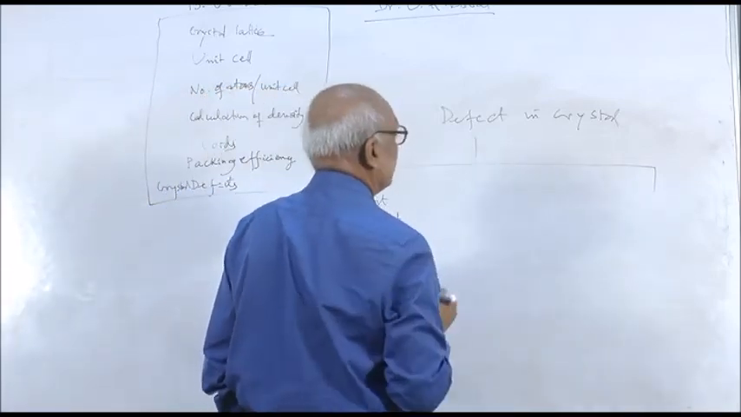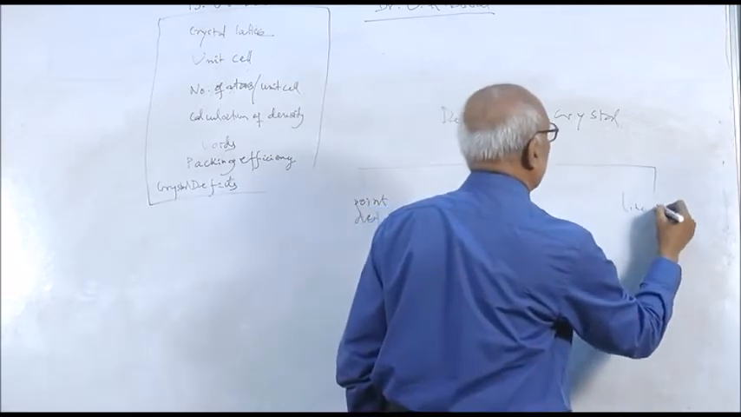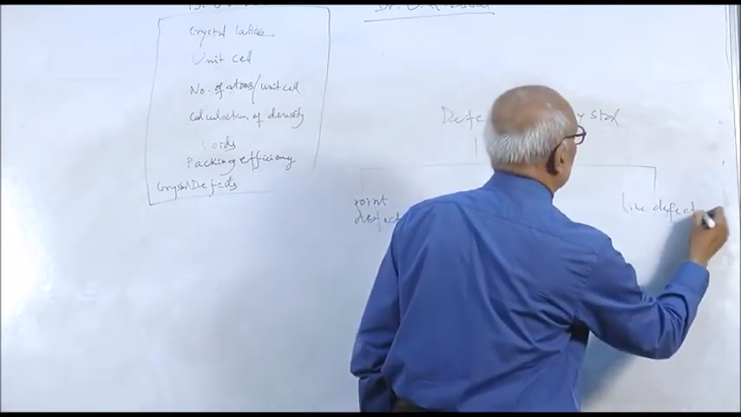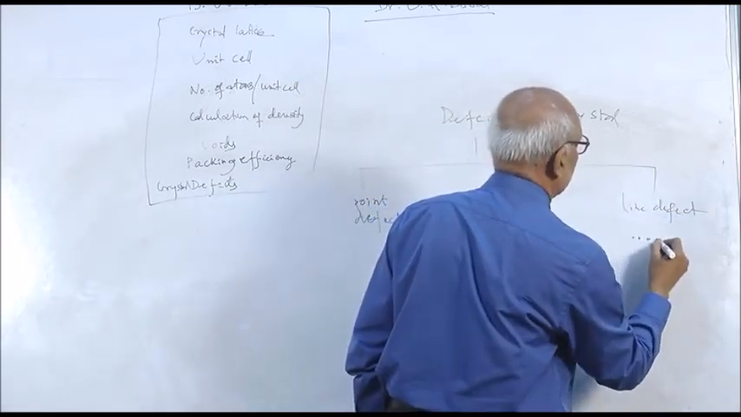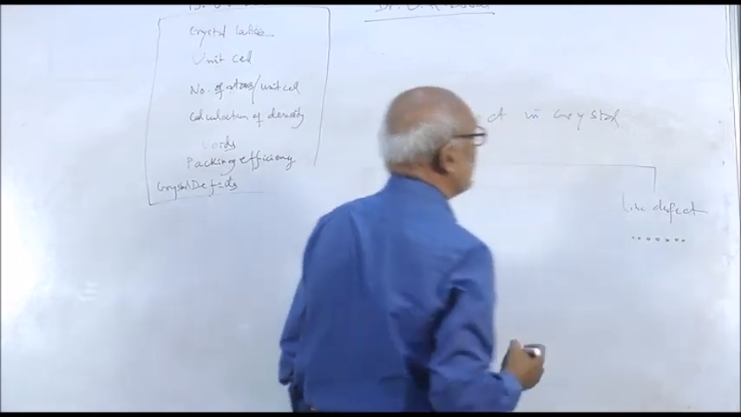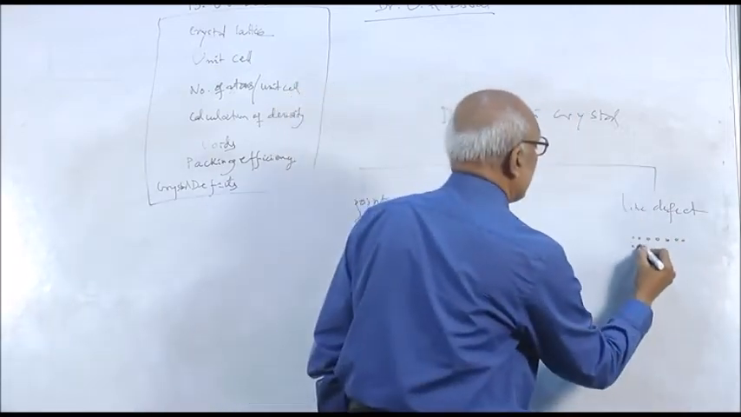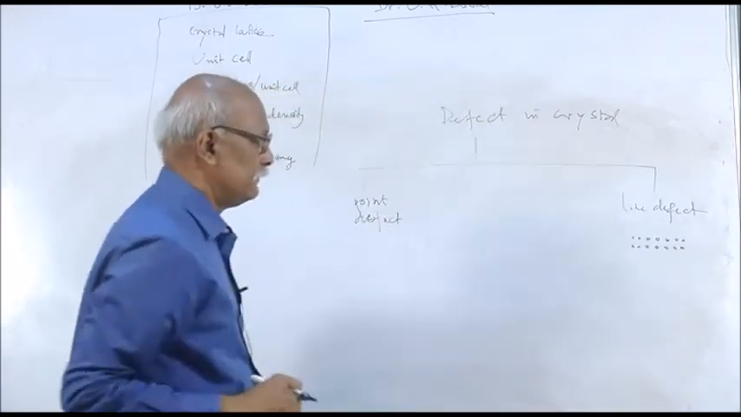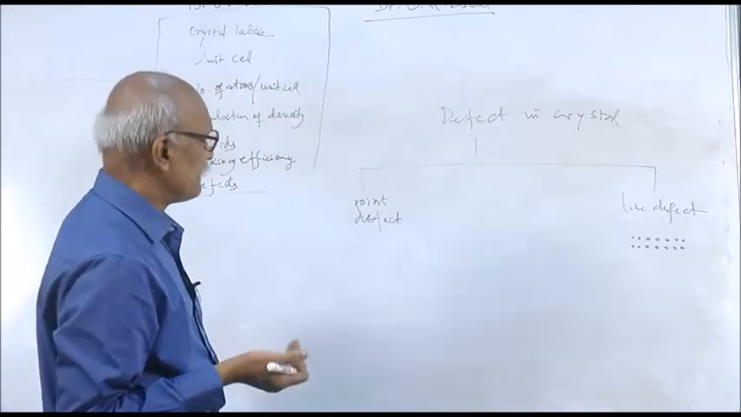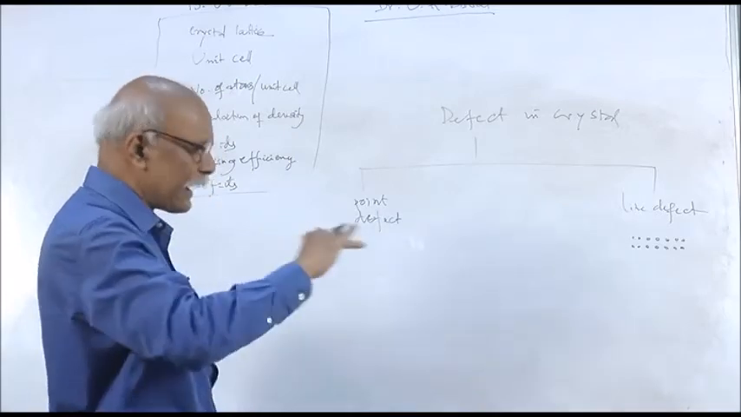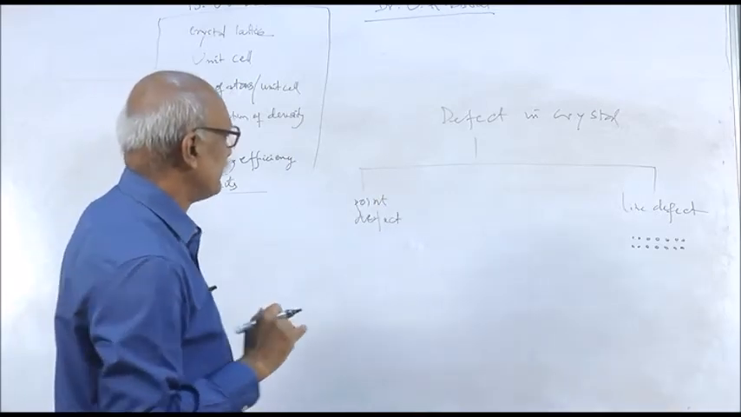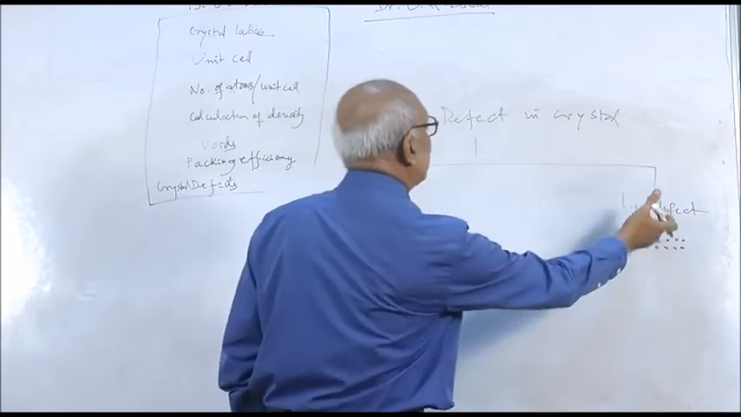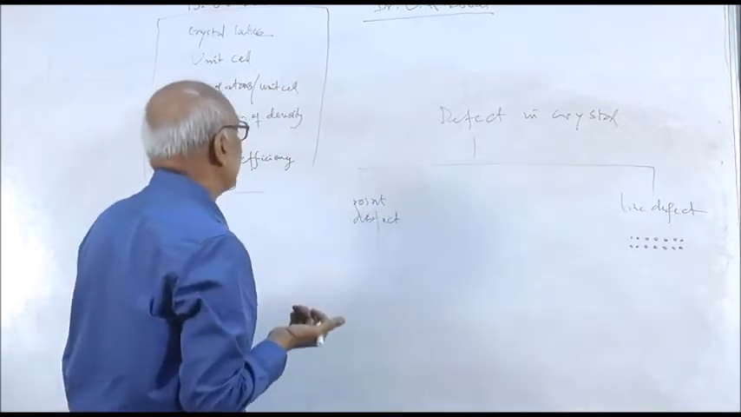Point defect. Out of which, line defect is not there in your course. That means the arrangement of lines, this is a line of arrangement of points, this is another line of arrangement of points. If these lines vary or are defective, where a line should be there but is not, that is a line defect. We will not go into the details of it; you will know it in your BSc classes.